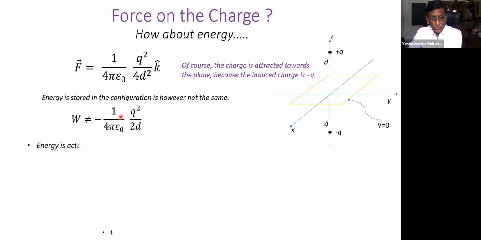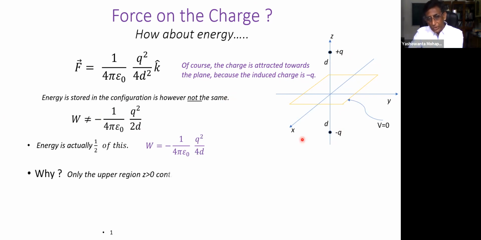So this cannot be true. What will be true is actually half of this, and so that would be minus, of course, 1 by 4 pi epsilon naught q squared by 4d, not 2d. Just half of what we would expect for a plus q and minus q, because half the world is not there in our region of interest.